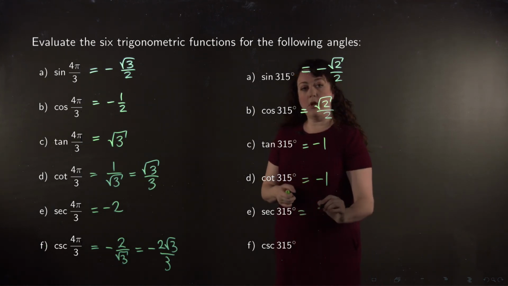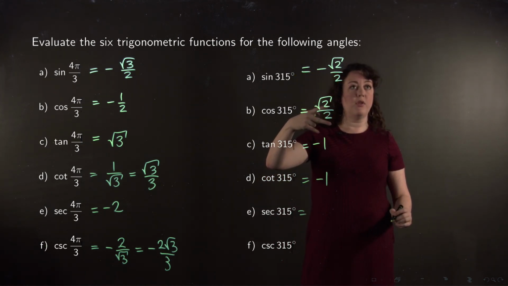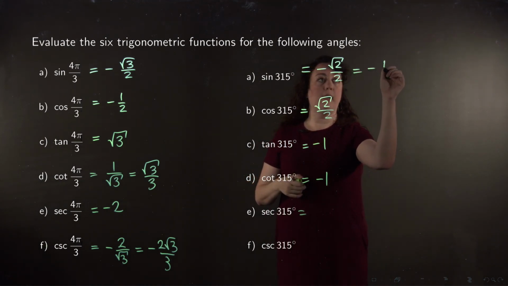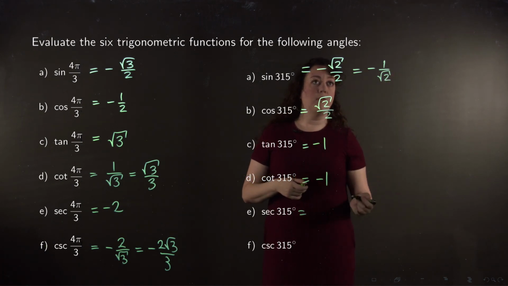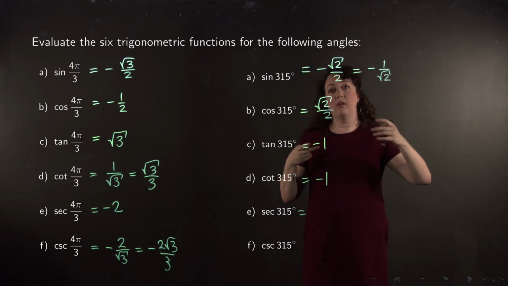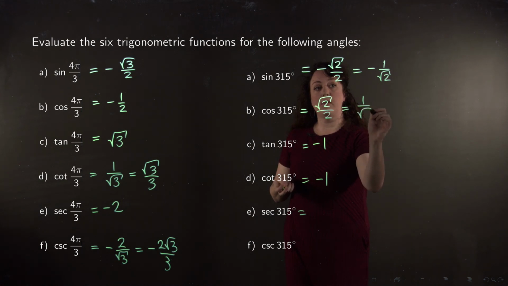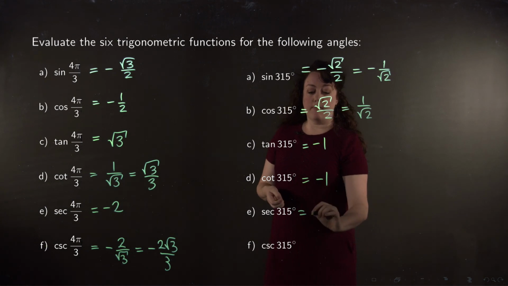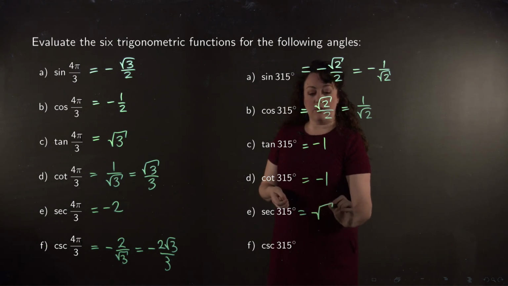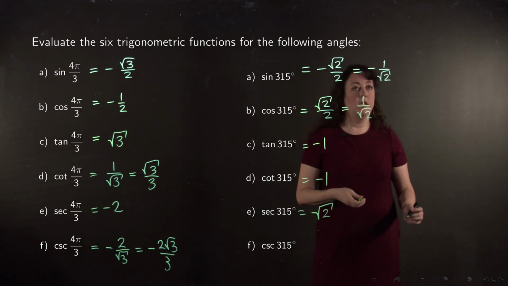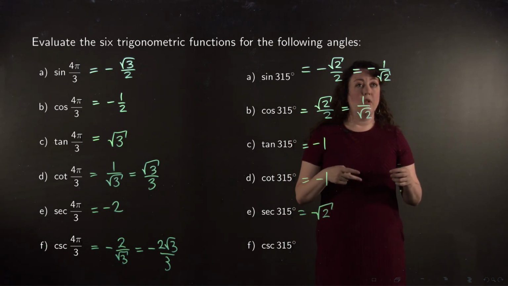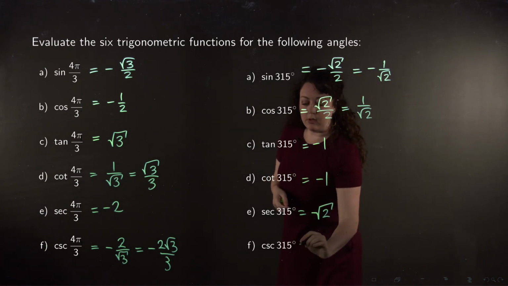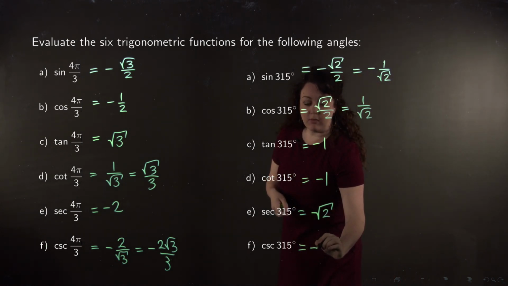Secant, if I flip over cosine, I'm going to get 2 over the square root of 2. When you rationalize that, some people actually memorize these to begin with as 1 over the square root of 2, which means if I flip that over, it's actually just the square root of 2. So positive square root of 2 for secant. You can also write it as 2 over square root of 2, but the second you rationalize it, it gets nicer. So secant is positive square root of 2, and then cosecant will be negative square root of 2.